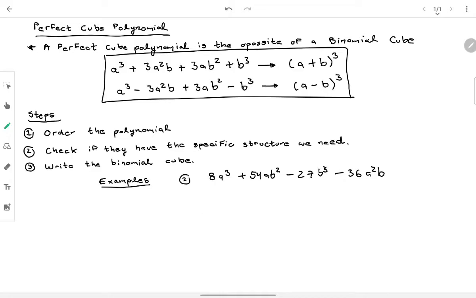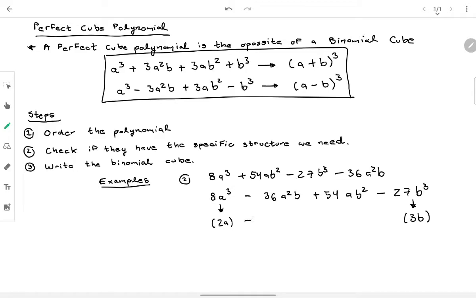So let's see, in this second example, it's not correctly ordered. So the first thing we need to do is to order it. So I will order it: it's going to be 8a cubed, then minus 36 a squared b plus 54 ab squared minus 27 b cubed. Then we need to look if the first and the last term have a specific cubic root. The first one has it and it's going to be 2a. The second one has it also and it's going to be 3b.